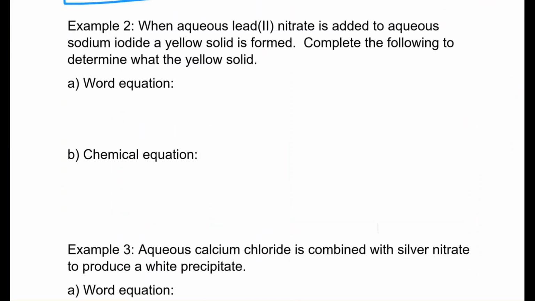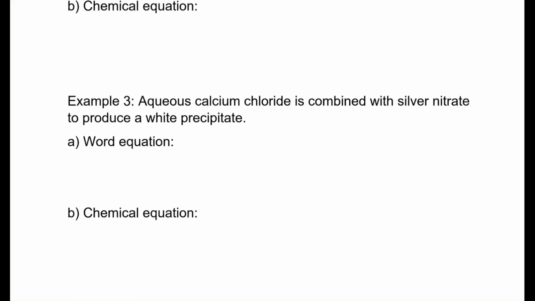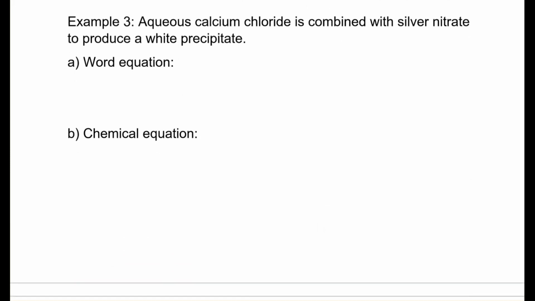Let's move on to example number 2. When aqueous lead 2 nitrate is added to aqueous sodium iodide, a yellow solid is formed. Well, we already looked at this example, right? That was the example that we just looked at. So we're going to skip past this because we wanted to start our video off with that example. So let's move on to example number 3.